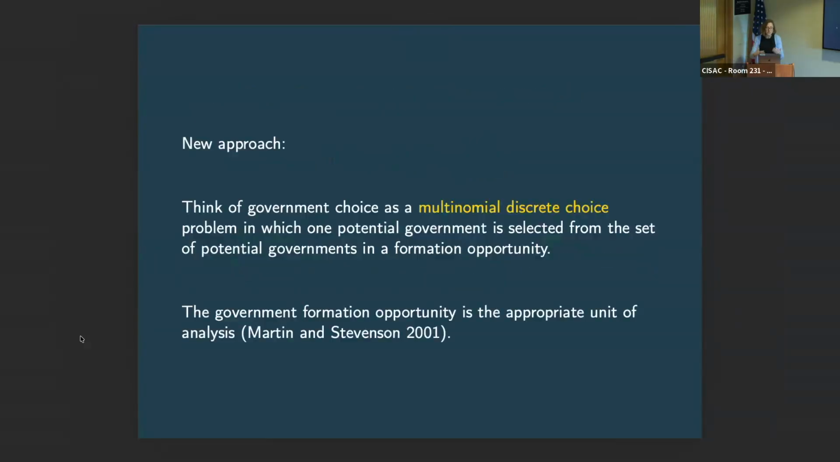So there was a big advance in the literature when scholars proposed that we should look at the government formation opportunity as our unit of analysis instead. And this goes back to Martin and Stevenson in 2001. Essentially, we're now thinking about government choice as a multinomial discrete choice problem. I have a set of potential governments, and we're selecting one of these governments out of this set.